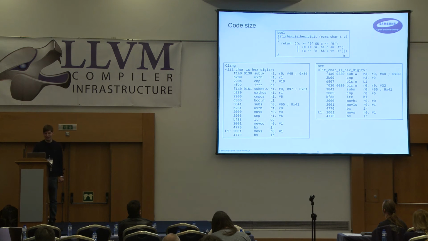Then we have another case here. This is a very simple function checking whether a character is a valid hex digit. That's actually one of the few cases where I saw GCC also emitting an if-then instruction. The clang-generated code again even predicates 3 instructions here, and the whole thing is quite a bit more code.